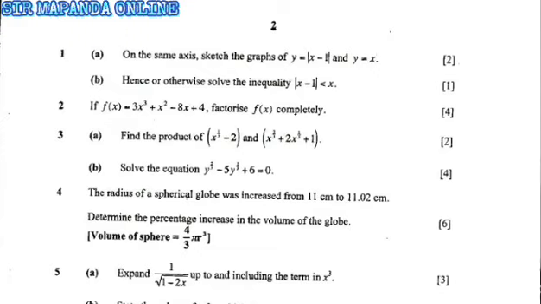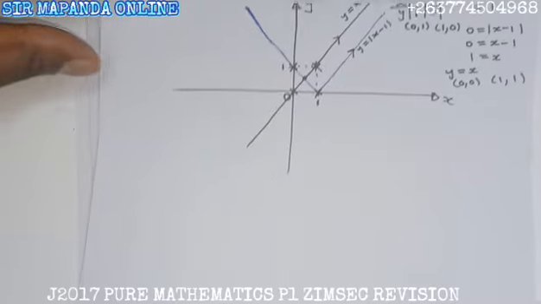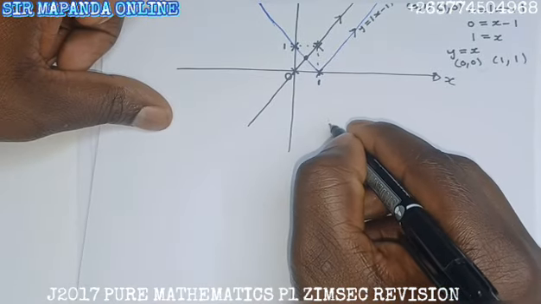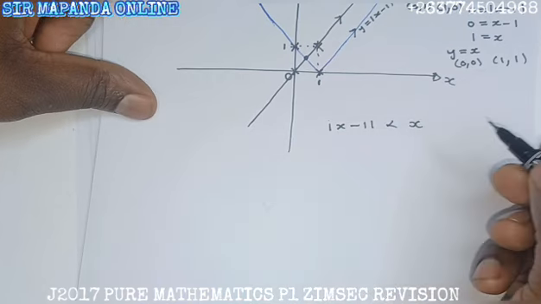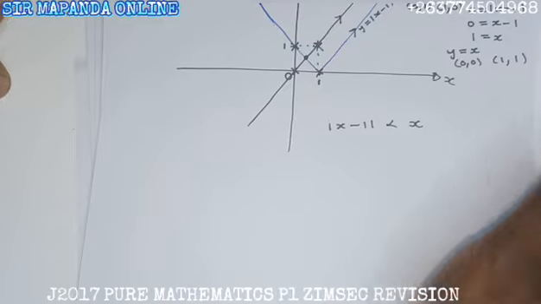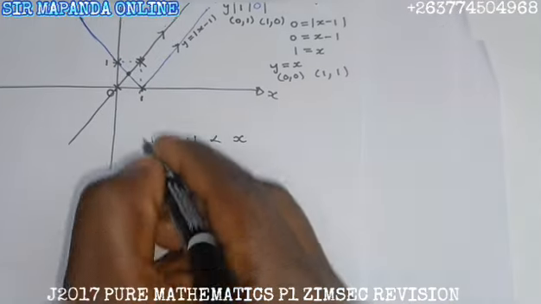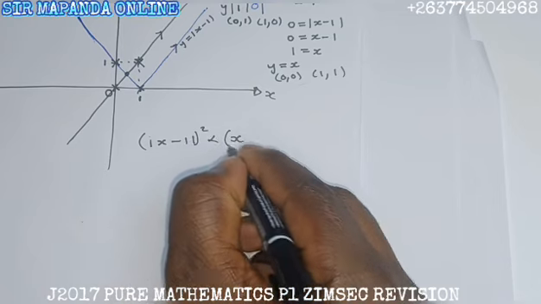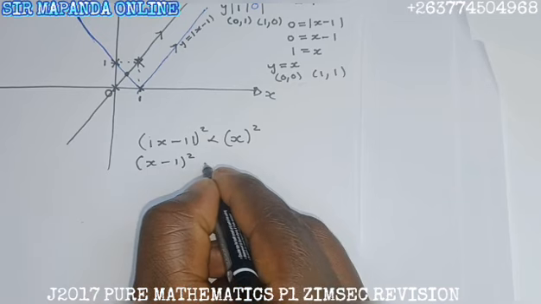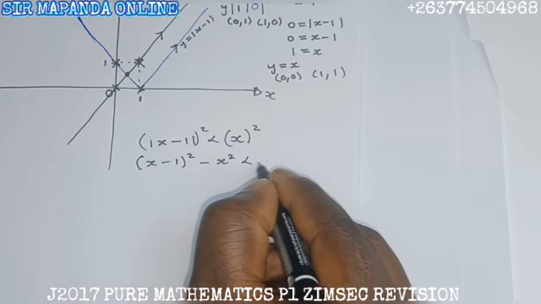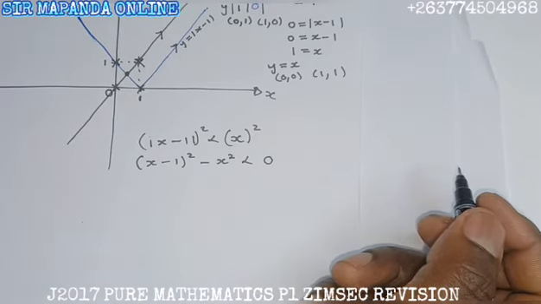We move on to the second part of the question. Hence or otherwise, solve the inequality: modulus of x minus 1 is less than x. So here I'm going to write modulus of x minus 1 is less than x. You start by raising both sides to the power 2. So raising both sides to the power 2, you get (x minus 1) squared minus x squared is less than 0, something like this.